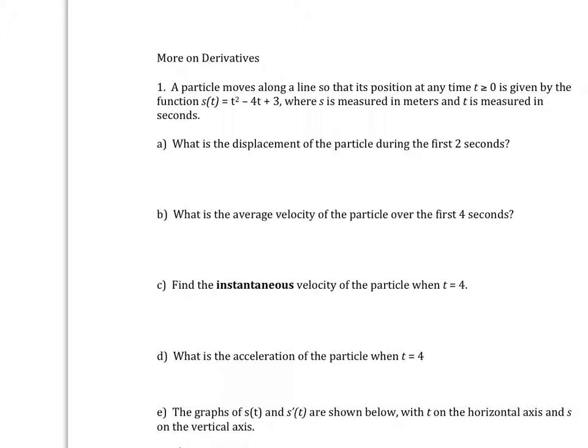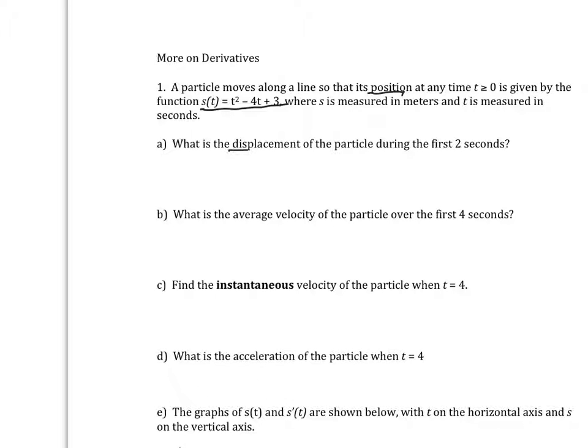All right, so let's take a look at what's going on with this first problem. We have that the particle moves along the line so that its position at any time t greater than or equal to 0 is given by our function s of t equals t squared minus 4t plus 3. s is measured in meters and t is measured in seconds.